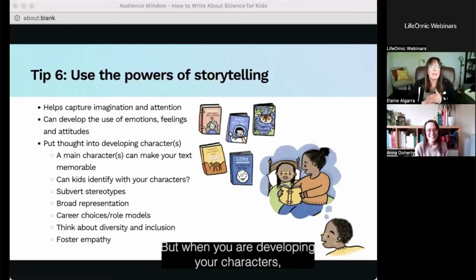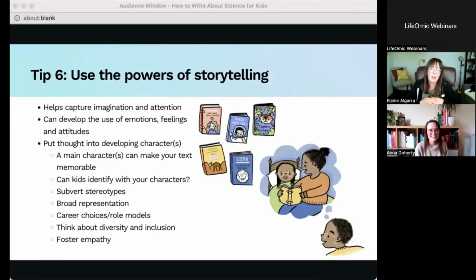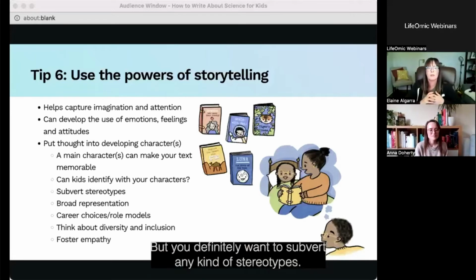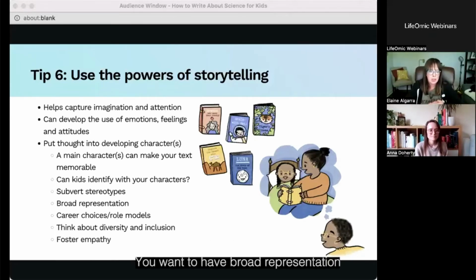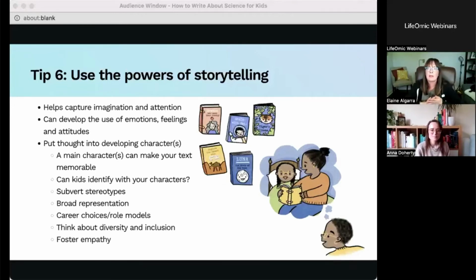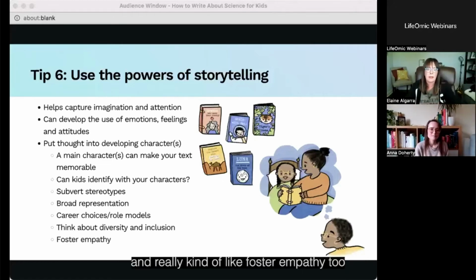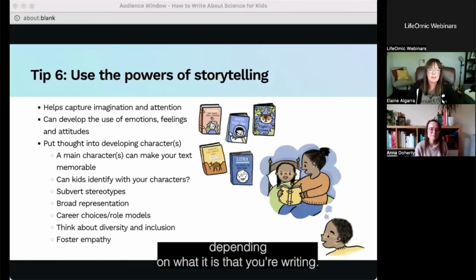When you are developing your characters, you do really need to make sure that they are relatable. We're going to touch on diversity and inclusion later, but you definitely want to subvert any kind of stereotypes. You want to have broad representation. If you're doing anything that touches on careers, have those positive role models in there, and really foster empathy too, depending on what it is that you're writing.